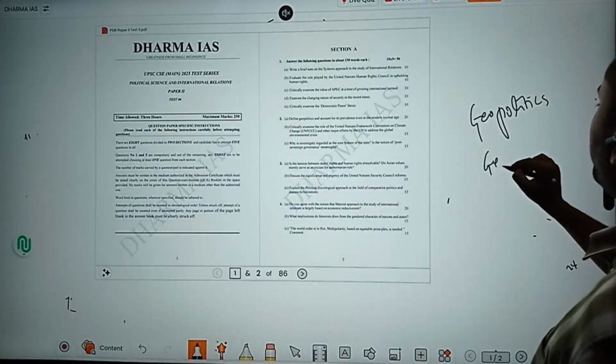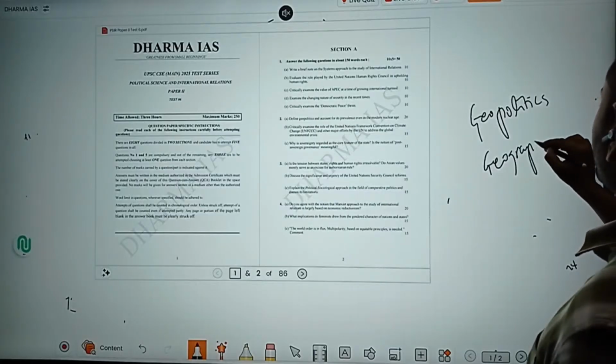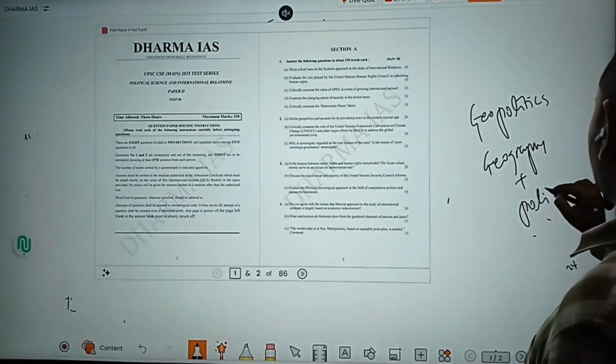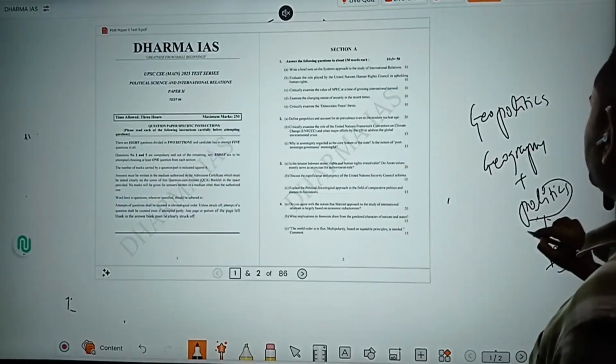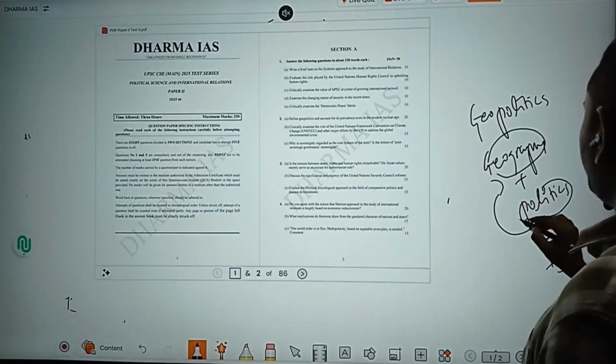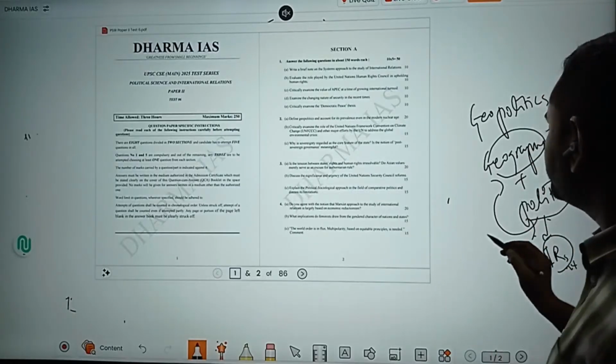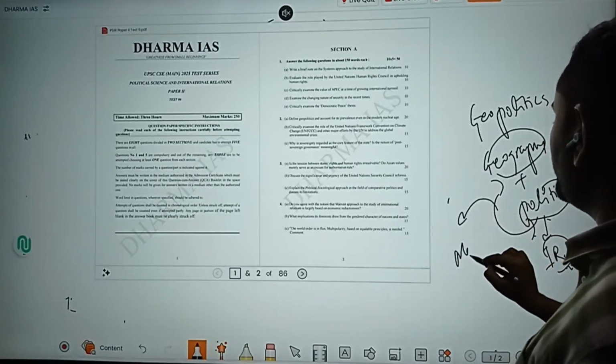Simple. Geography: the interface between geography and politics in international relations. Geography and politics, the impact of geography and politics on each other. Okay, you can mention Napoleon Bonaparte.